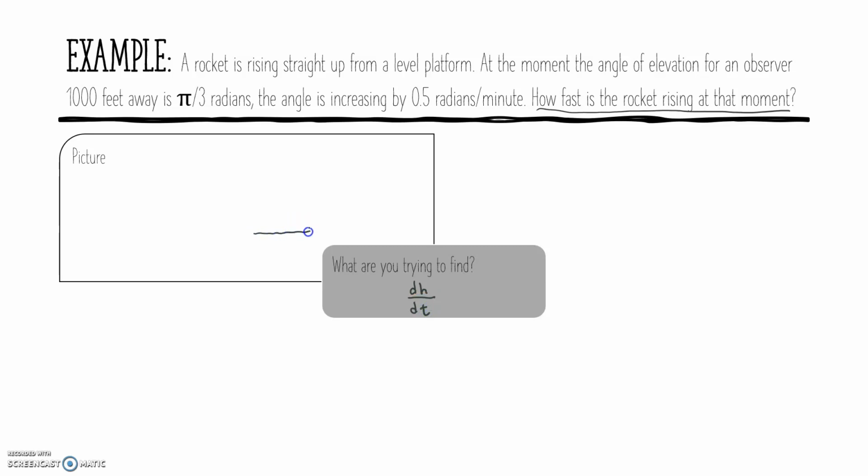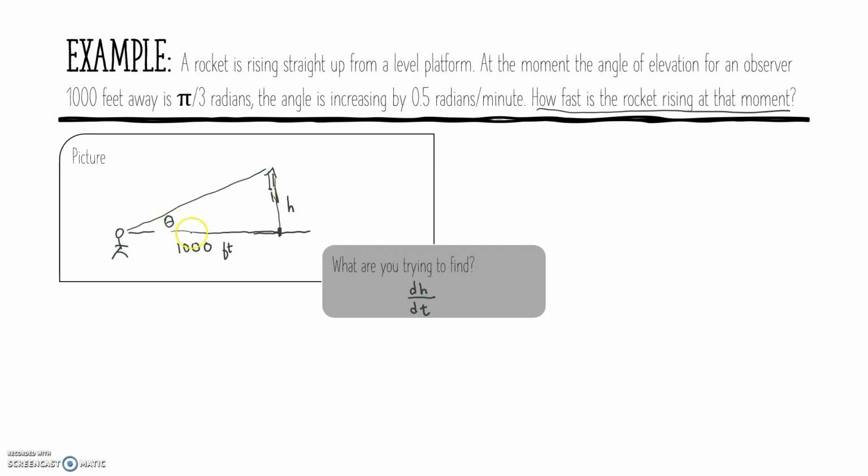Rocket is rising straight up. So here's my rocket. Here's some fire. From a level platform, I have an observer. My observer is standing here watching. And this is an example of a time when we are going to put a number on our diagram because the observer is not moving. So this 1,000 feet is a constant. But the rocket is shooting up in the air, so the height is changing. And then the other thing that's happening is the angle of elevation is changing, so I'm going to call that theta.